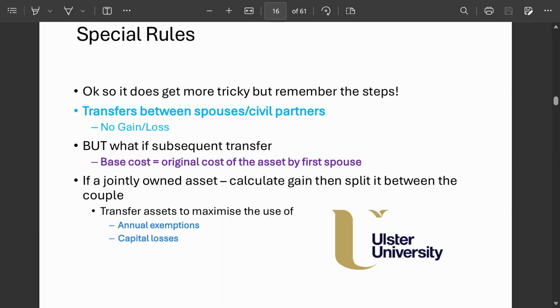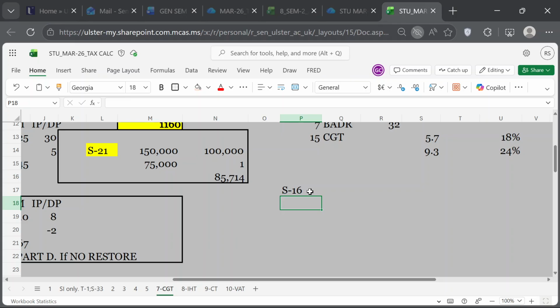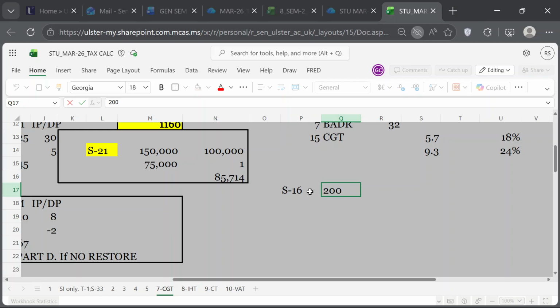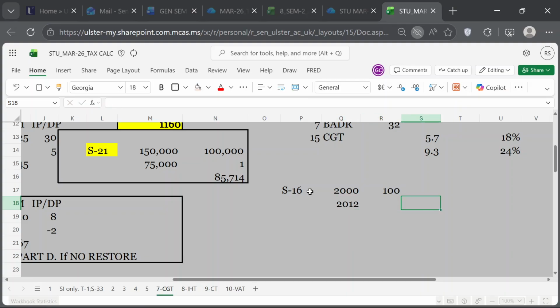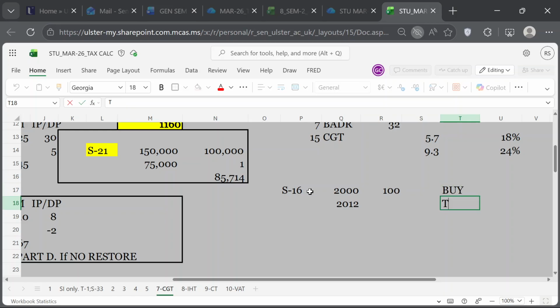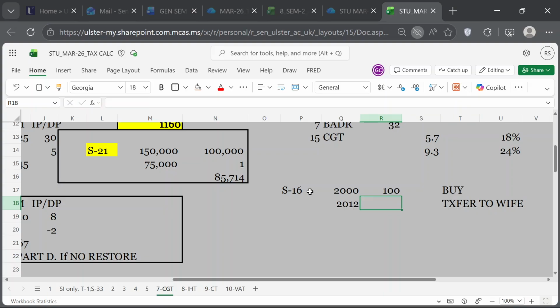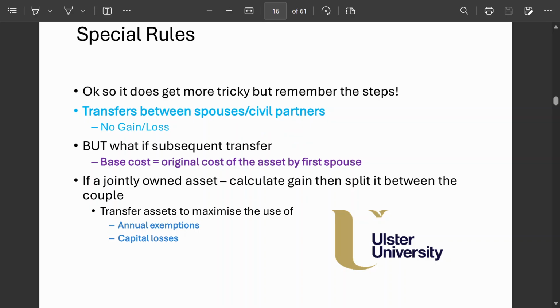Okay, what is a subsequent transfer? Suppose in the year 2000 the husband buys something for 100K. Then in 2012, he transfers it to the wife. Let's say at that time the value is 175.